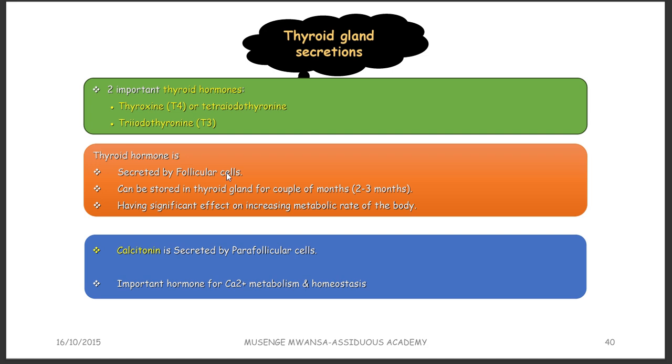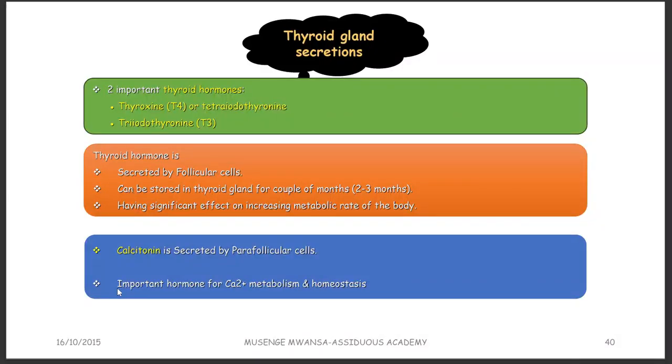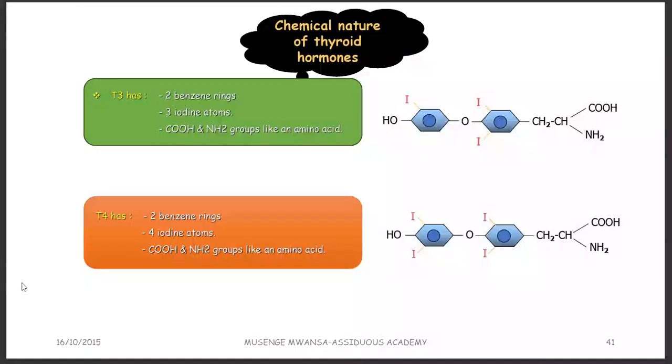Thyroid hormone is secreted by the follicular cells, the cuboidal guys, and can be stored in the thyroid gland for a couple of months, even up to 2 to 3 months, having significant effect on increasing metabolic rate of the body. Calcitonin is secreted by the parafollicular cells or the C cells, these guys, okay, and it's important in calcium metabolism. What is the chemical nature of the thyroid hormone?